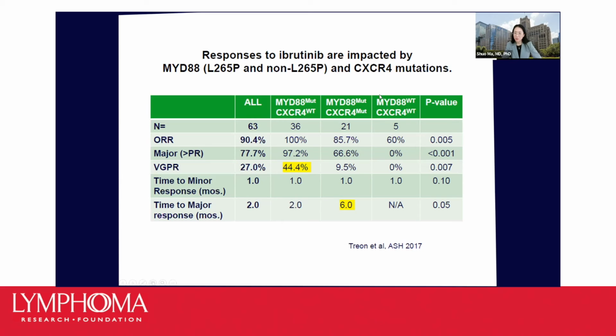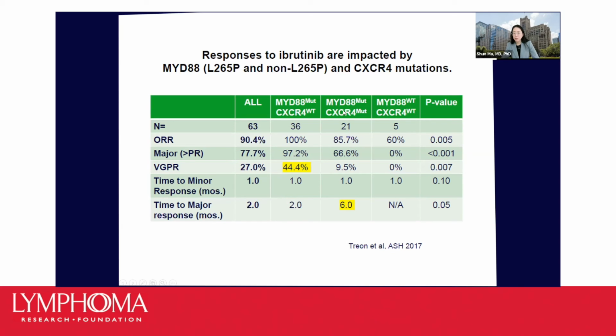So remember, those are the minority of Waldenström patients, only about 5 to 10%. Looking at the response rate, the overall response rate appears to be the highest for patients who only have the MYD88 mutation, still pretty good for those double mutants, and 60% only for those who do not have the MYD88 mutation. If you look at the major response, it follows the same trend, and very remarkably, patients who have MYD88 mutation only have nearly 100% major response.